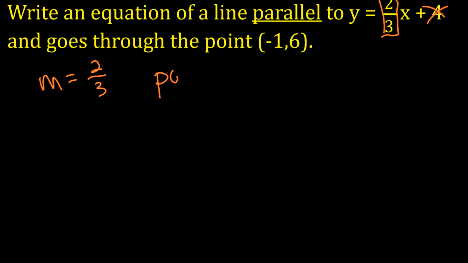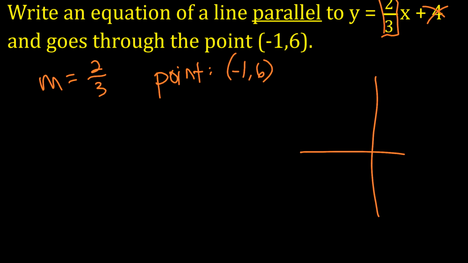And then the point is negative 1, 6. So if I just sketch a graph here, we go back 1, up 6, 3, 4, 5, 6. There's a point, and then it goes up 2/3, and there's going to be your line. That's what they're saying is happening right here. And what they want is an equation for that line.